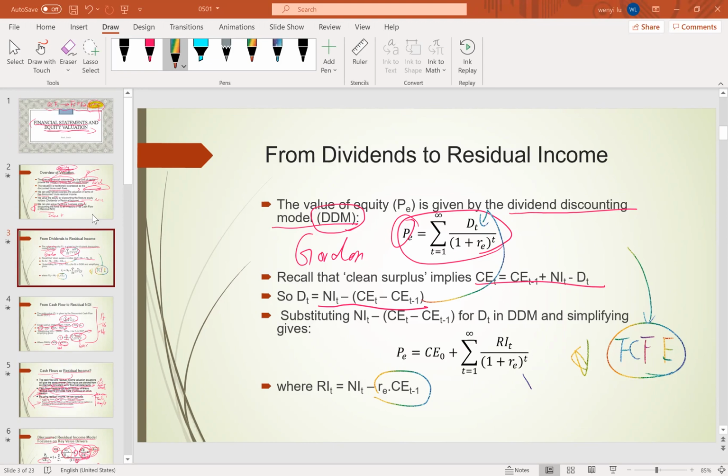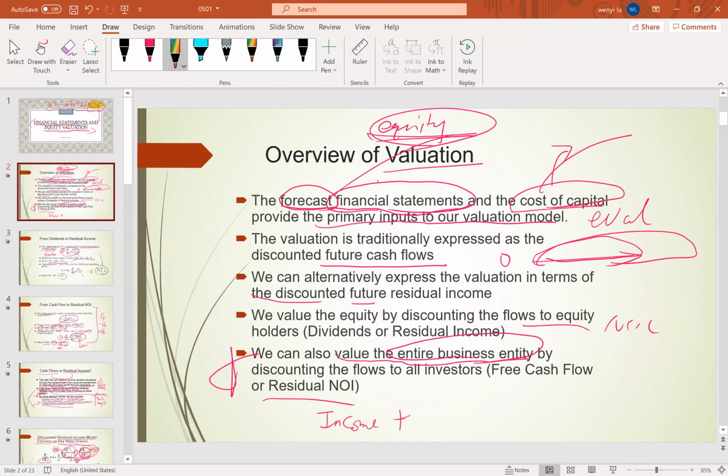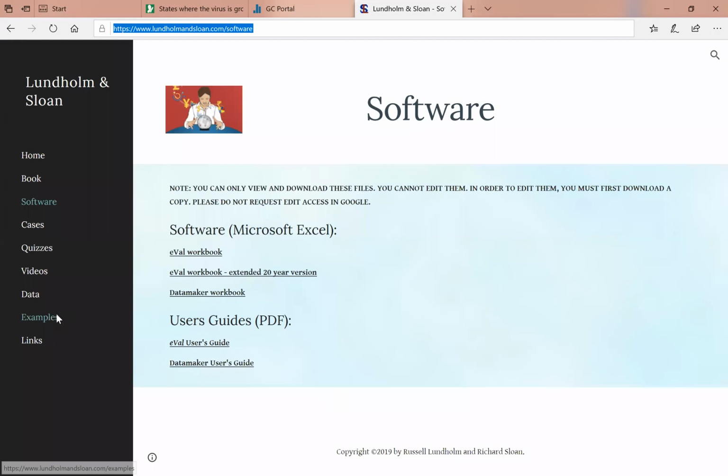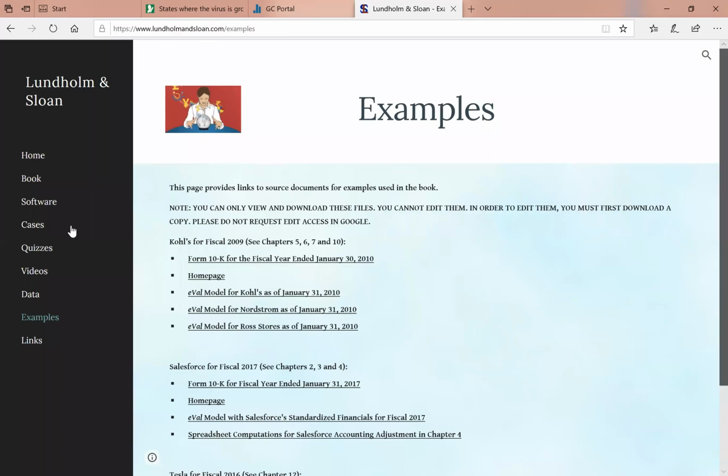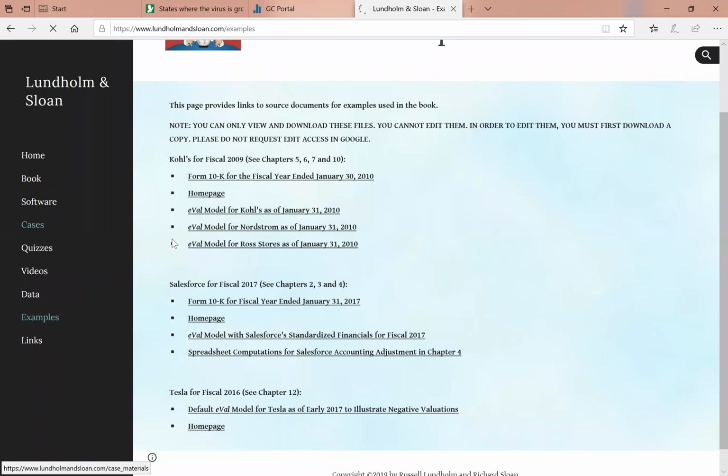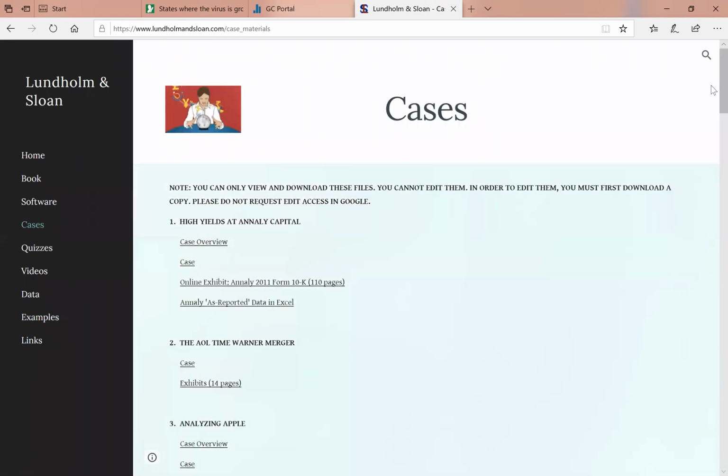Then you can check our course website, the course link. Our textbook has a link. You can download many materials, including the course slides, course videos, and also some examples for the valuations. Our course website gives you some valuation examples for different companies. For example, we have the valuation for, I think, Neiman Marcus. Let's see the details.